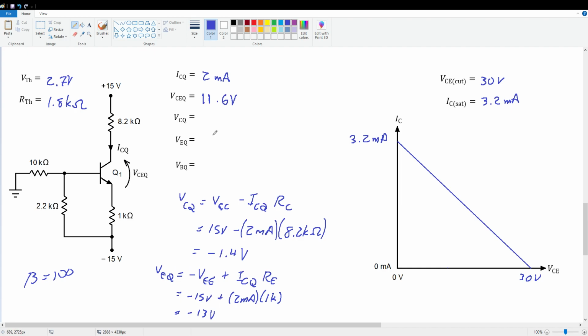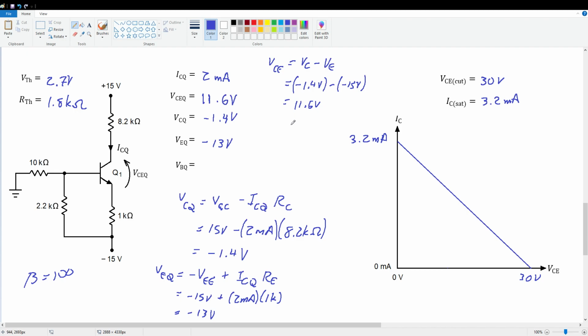Let me record these up here. We had minus 1.4 volts at the collector and minus 13 volts at the emitter. And let's do a sanity check, because we know VCE equals VC minus VE. So VCE is negative 1.4 volts minus negative 13 volts, and that works out to be positive 11.6 volts. So we've got to check VCE is consistent with these values.